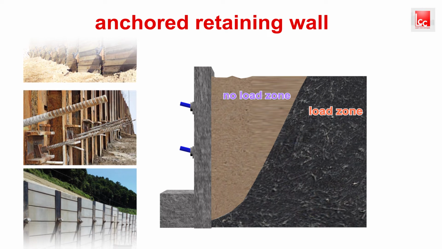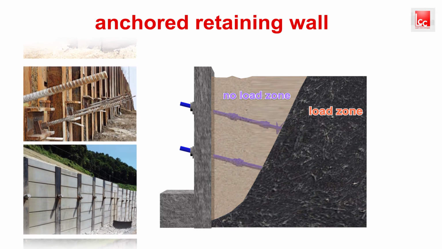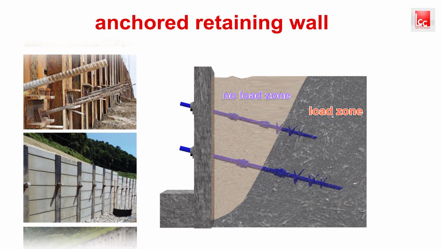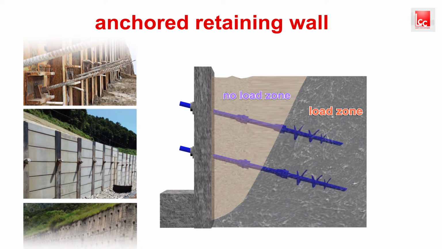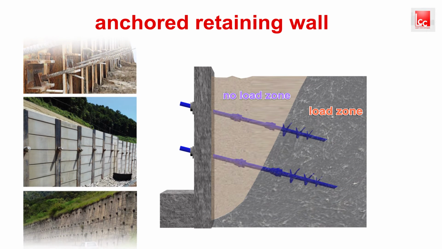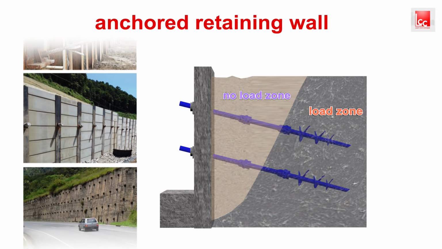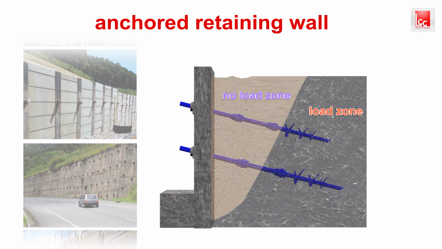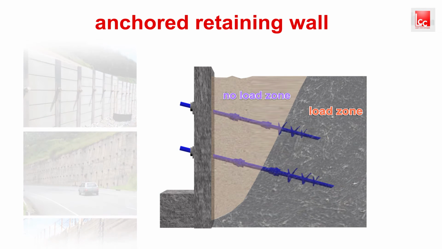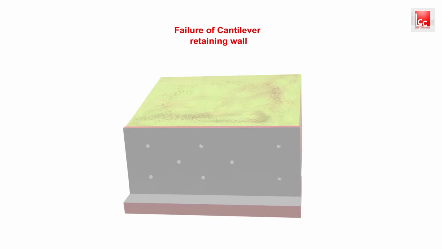As you can see in the model, a plane is dividing a zone of soil where right side is load zone and left side is no load zone. No load zone means there is a loose soil which has low stability. So an anchor retaining wall is given here. In this, the anchors are driven into the load zone so that it can support the no load zone.